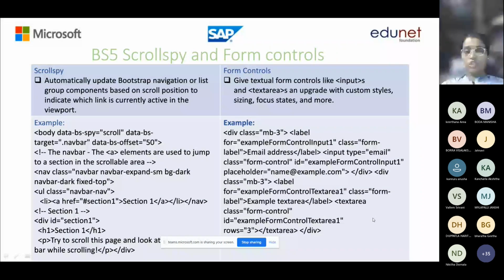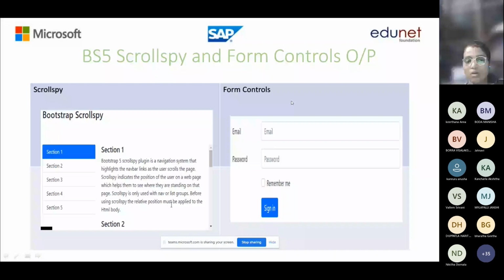Scroll spy is nothing but your bookmark. A bookmark can be easily done with scroll spy, but for scroll spy you have to add the attributes data-bs-spy=scroll and data-bs-target. If you want to mention some offset values also, no problem. Same thing here: if I click on a section, it will move to section one. Form control will give an output like this. So this is a scroll spy, with section 1, section 2, section 3.